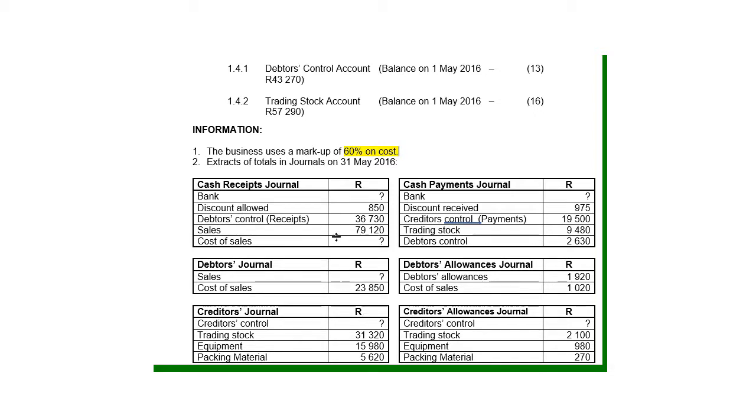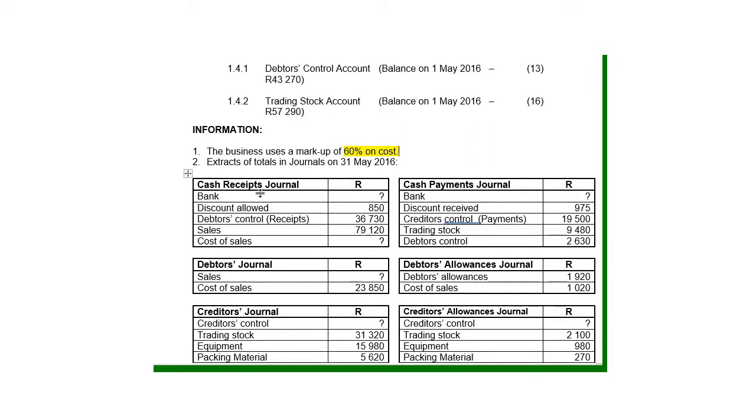Step 1 for posting to the general ledger is to identify the accounts. It would normally be all the column headings. So if I look at the CRJ here, it's bank, discount, debtors control, sales, and cost of sales. Now on the CRJ, discount and cost of sales is not money that we actually receive, so them I will do separately. So the ones that I'm looking for firstly is bank, debtors control, and sales. Let's just make a list of them.